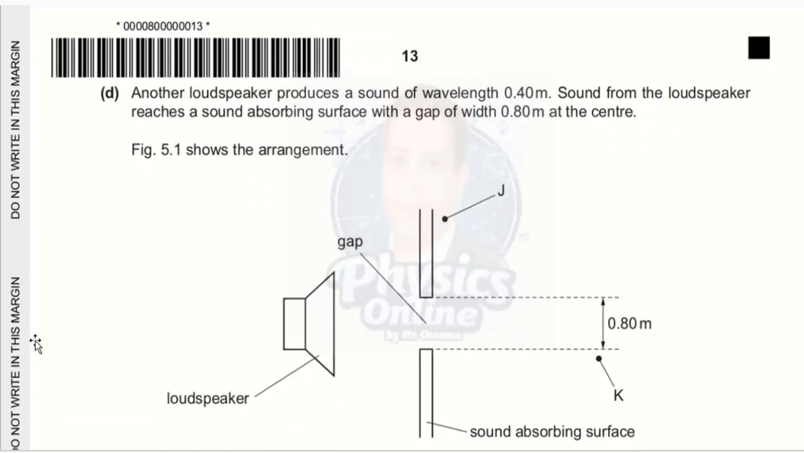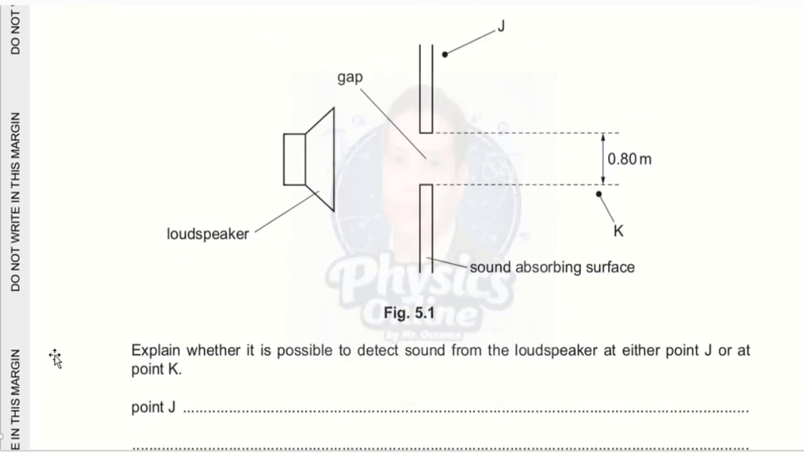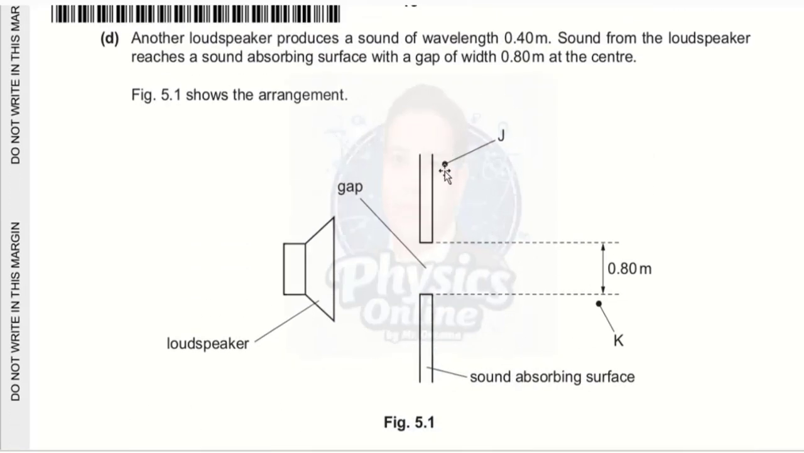Another loudspeaker produces sound waves of wavelength 0.4. The sound from the loudspeaker reaches a sound absorbing surface with a gap of width 0.8 at the center. Figure 5.1 shows the arrangement. Explain whether it's possible to detect sound from the loudspeaker at either point J or point K. Point J is beside the gap, and point K is in front of the gap.